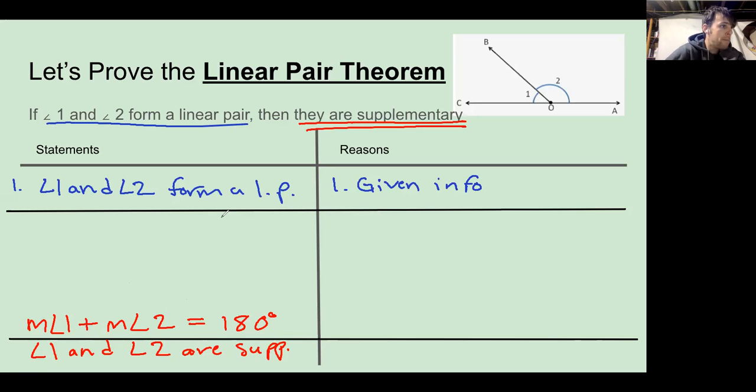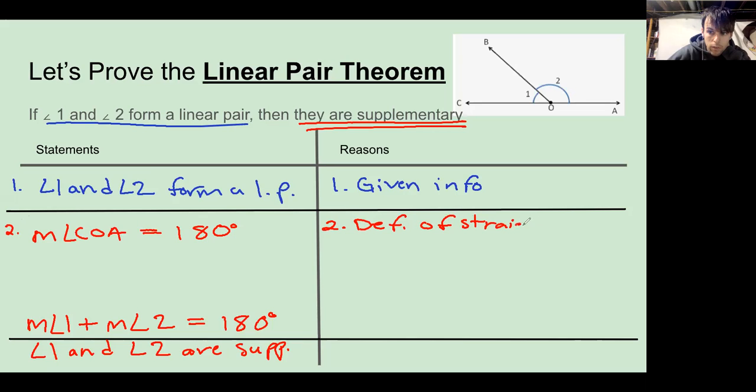Well, remembering my plan, I know that this angle, the straight line, the measurement of angle COA is equal to 180 degrees because that is the definition of a straight angle. We know that a straight angle has to measure 180 degrees. And since we can see in the picture that it is a straight angle, a straight line, we can use that definition there.